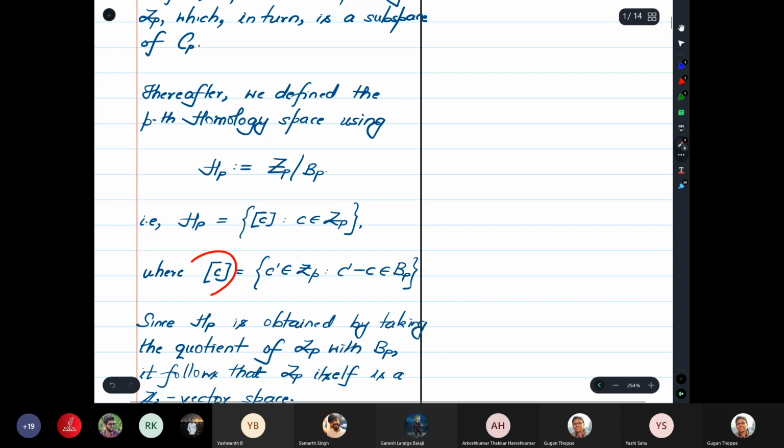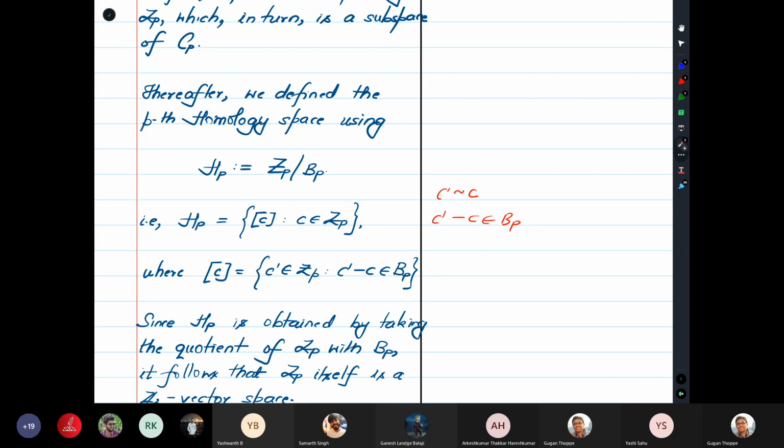And the way we define equivalence classes is, the equivalence class of a p cycle, so c is a p cycle, is the collection of all those p cycles in Z_p which are equivalent to c. So it is the collection of all c' in Z_p such that c' is equivalent to c, and c' equivalent to c means that c' minus c must belong to B_p. This is the algebraic relation that defines when two elements are one and the same.